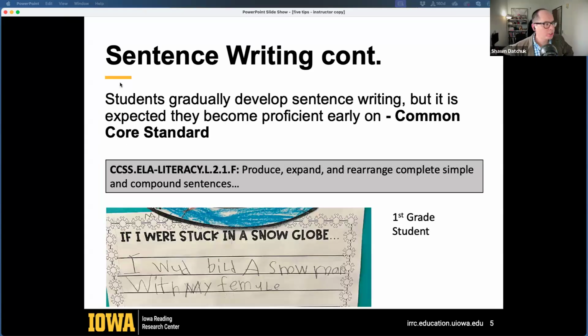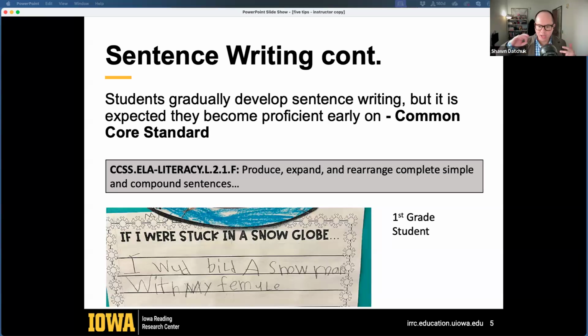Now, we expect students to gradually develop sentence writing across elementary grades. So, for instance, if we take a look at the Common Core state standards, we expect students to be able to produce, expand, rearrange, complete, simple, and compound sentences by the end of second grade. So, here would be an example of a first grade student.